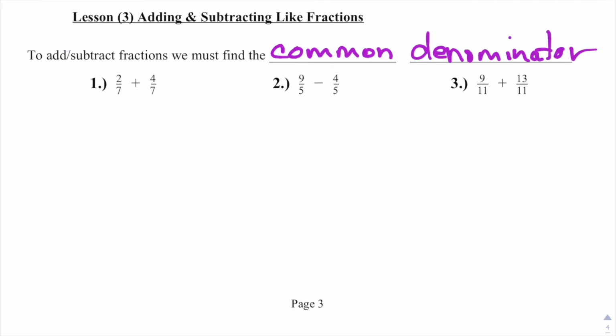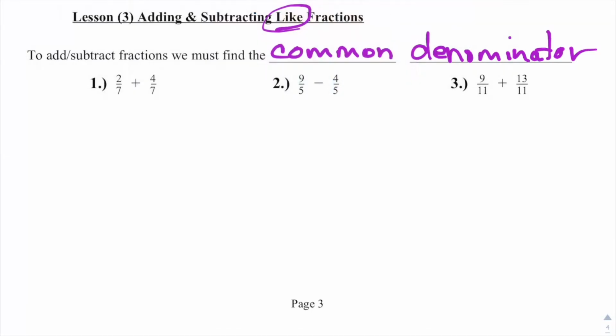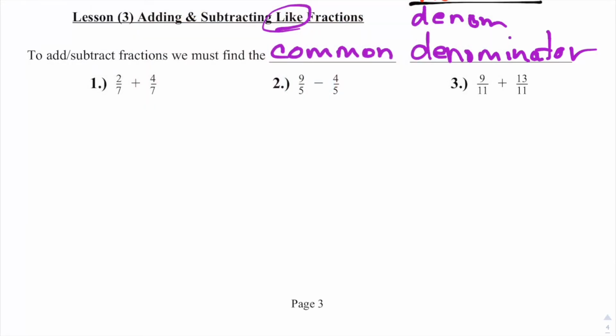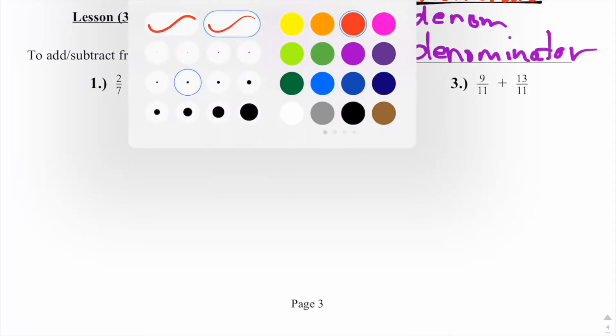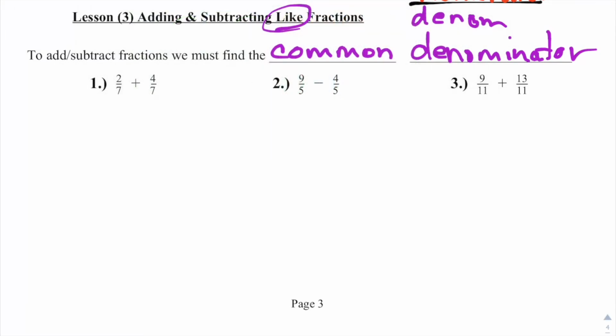So this should hopefully be a review. Since these are like fractions, all of our denominators are the same. The denominator, if you don't recall, is the bottom of the term. I'll just write denom. And the top of the term is called the numerator. So when adding or subtracting fractions, all you really add or subtract is the numerator.